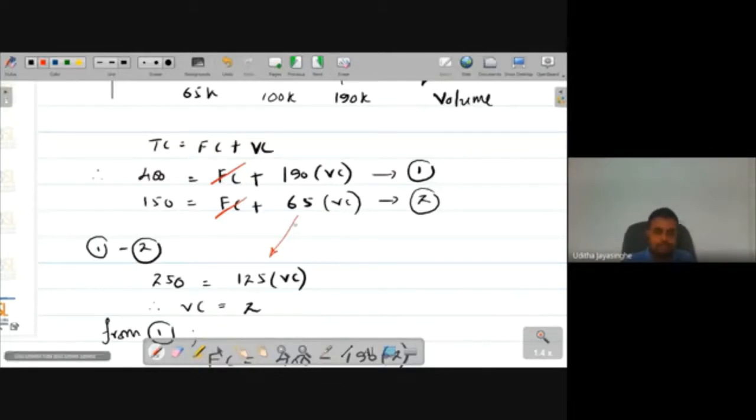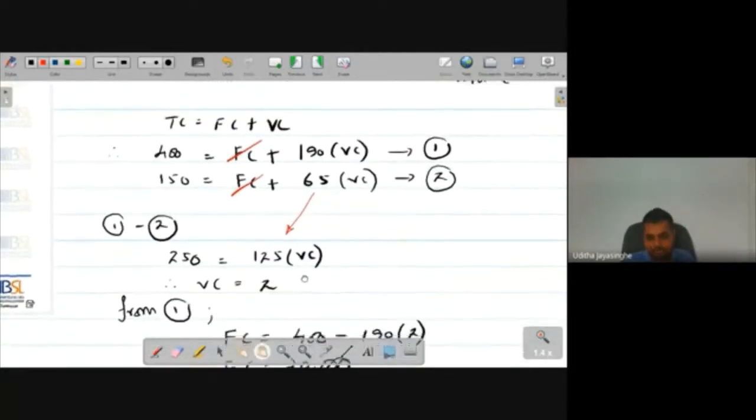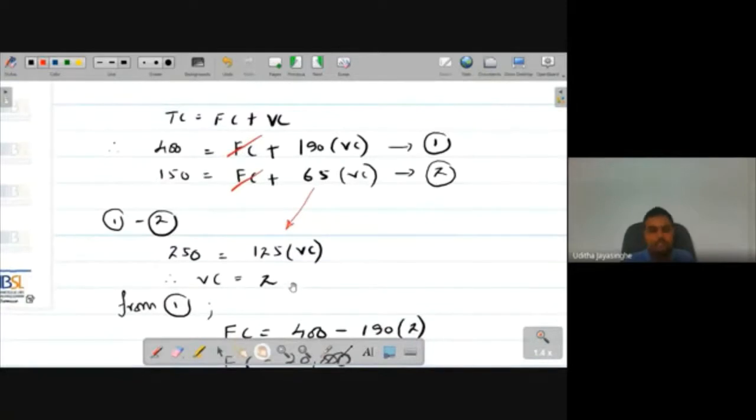125 VC. Then eventually what I can calculate at the very beginning is nothing but the variable cost per unit, that is VC. VC is going to be 2 rupees per unit. Okay, now I know the VC. I can take any of these equations. This portion I know, and 400 fine, 190 fine, this I know. Then all that is remaining is this simple unknown piece of FC.